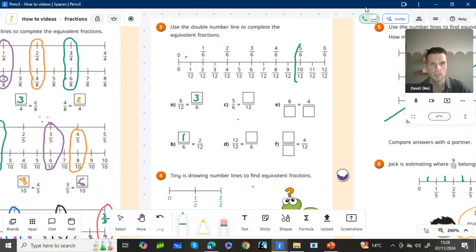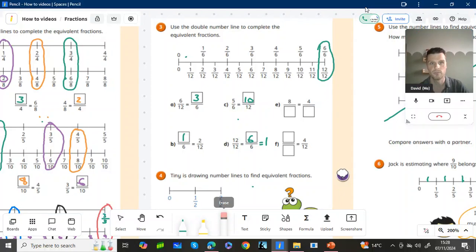5/6 is equivalent to 10/12. 12/12 is equivalent to 6/6. As you can see here, if the numerator and denominator, the top and bottom numbers of the fraction, are going to be the same, their equivalent fraction will have the same as well. So if it's 6 at the bottom, it will definitely be 6 at the top, and that equals 1.